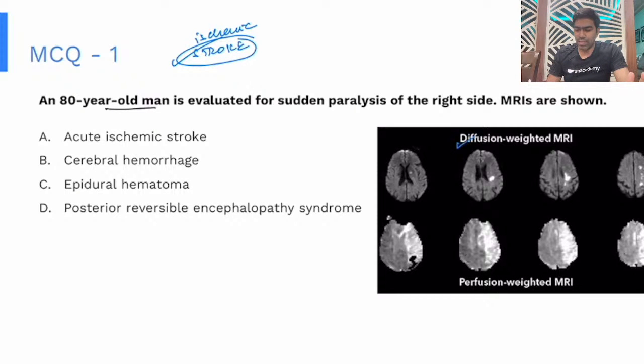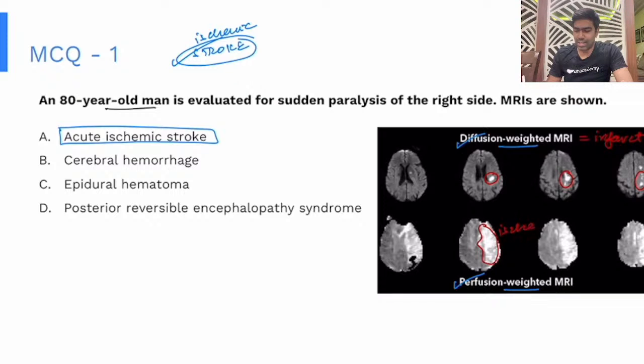What you're seeing is a diffusion weighted MRI, and what I'm seeing here is a perfusion weighted MRI. Whenever you see diffusion weighted and perfusion weighted MRI, the only possible diagnosis is acute ischemic stroke, and this is a no-brainer. It's a very simple question and doesn't need any explanation. In this MRI you're seeing a kind of infarct. Whatever you see in diffusion weighted MRI is an infarct, and whatever you see in perfusion weighted MRI are basically ischemic zones.